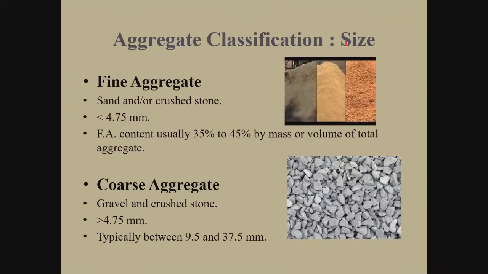Now let us discuss the size of aggregate. Based on the size of the aggregate, we are going to subdivide the aggregates into two major categories. Number first is the fine aggregate, and the second is the coarse aggregate. Fine aggregates are those aggregates which pass through sieve number 4, the size of which is 4.75 millimeter. So you can easily say that fine aggregates are those which are finer than 4.75 mm. And these include your sand and crushed stone.